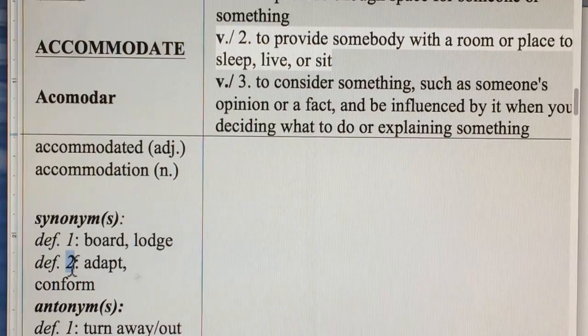You have a few synonyms. This is actually, you got to make this change because this is actually definition 2, board or lodge, and this one's actually definition 3, to adapt or conform. So you should make that change on your flashcard. Okay, and this one is really definition 1. Okay, this is fine, 1 and 2. All right.